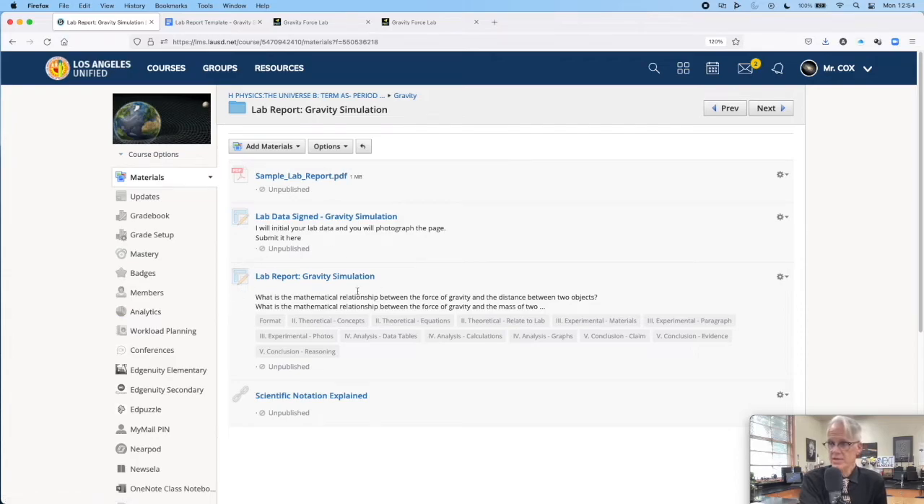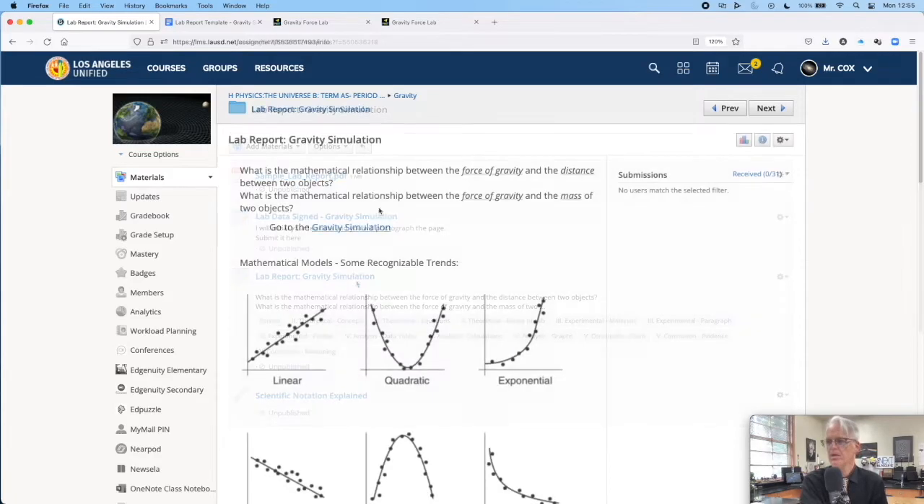This is our lab report itself. It will give you instructions for the lab report. And I added down here some information on scientific notation if you need to review that, because we'll be using a lot of scientific notation in this. They're very, very small numbers. Here's our two questions that we hope to answer.